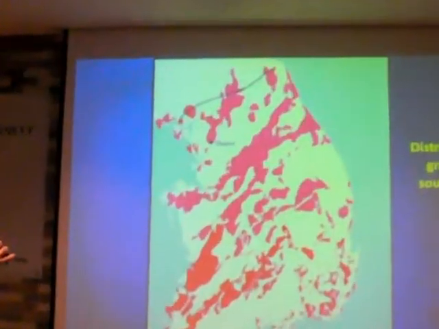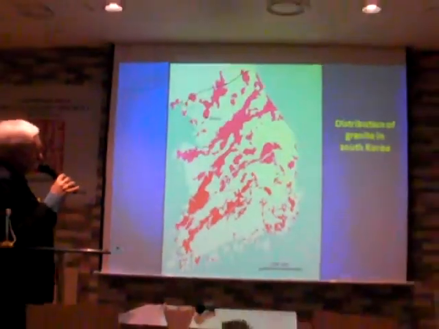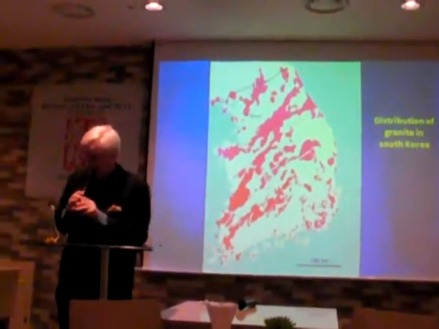granite masses. But you can imagine, in fact we know, that although they're separated, these outcrops of granite, they are in fact pretty well continuous underneath. So most of Korea then is covered by granite, and as I said, it covers 60% of the landmass.